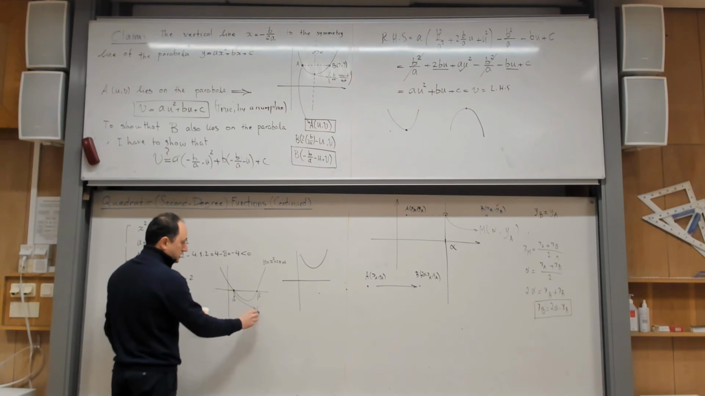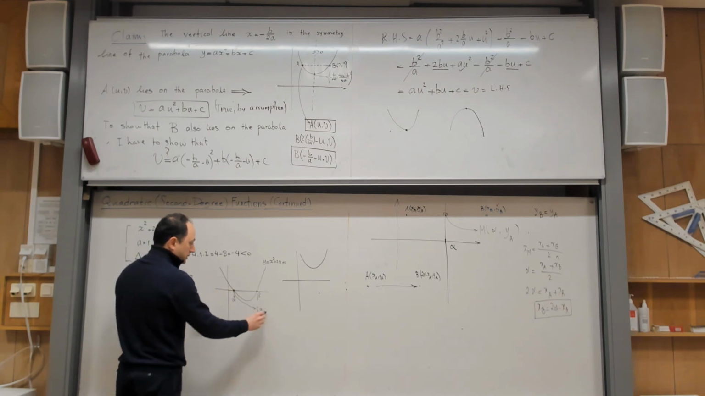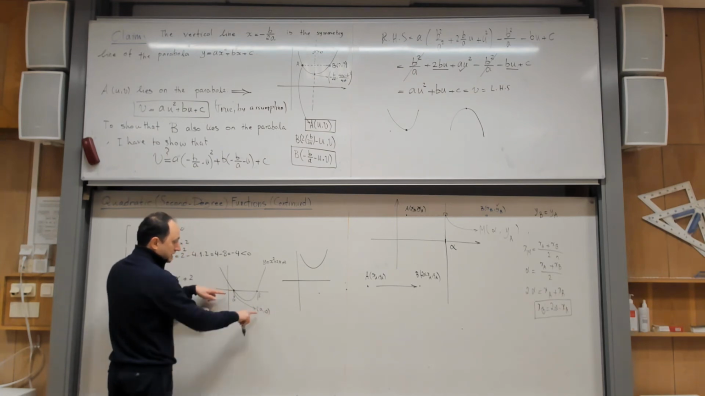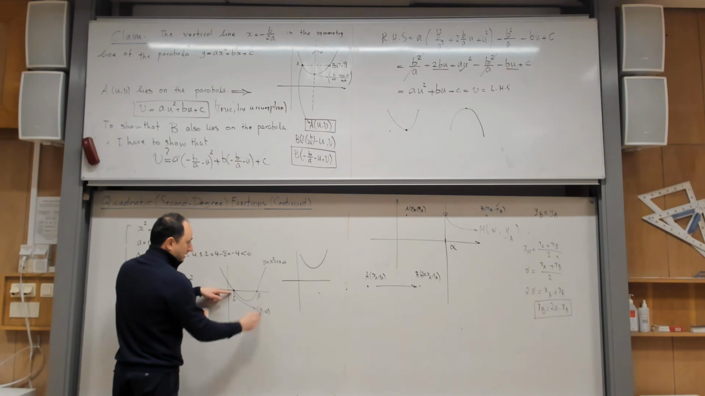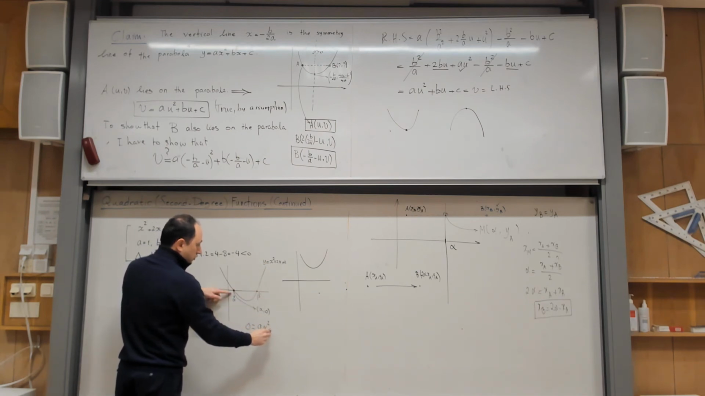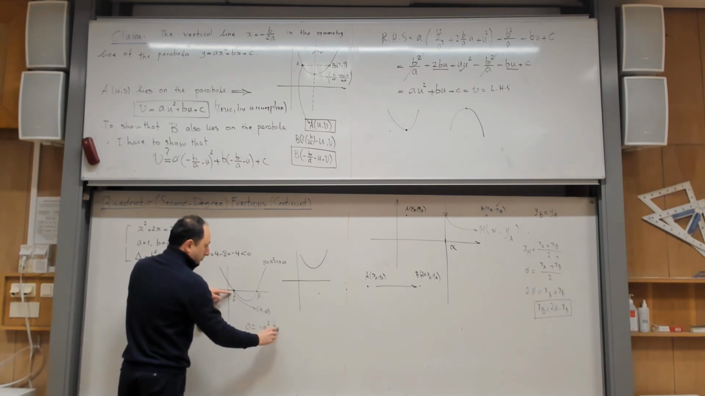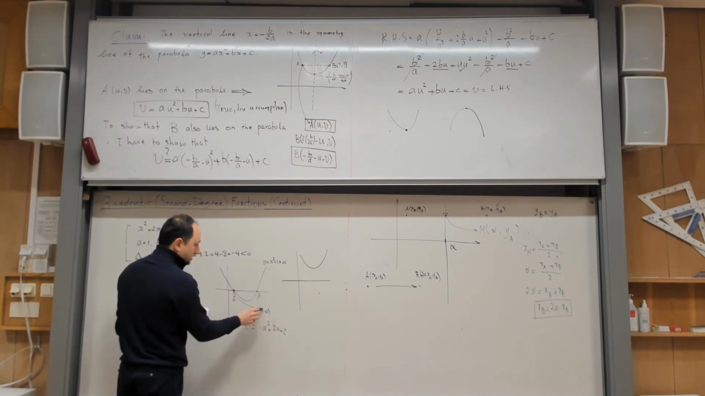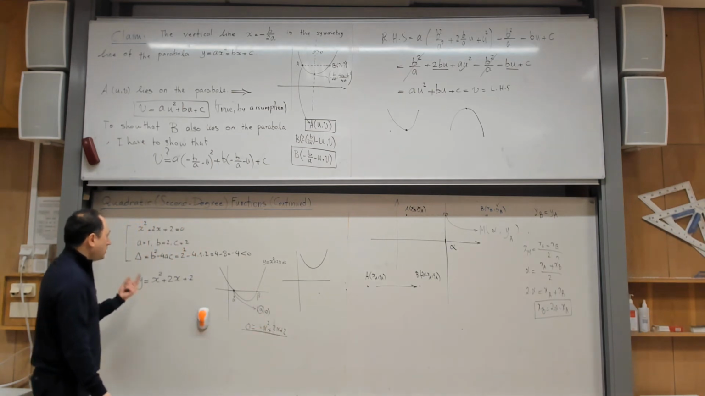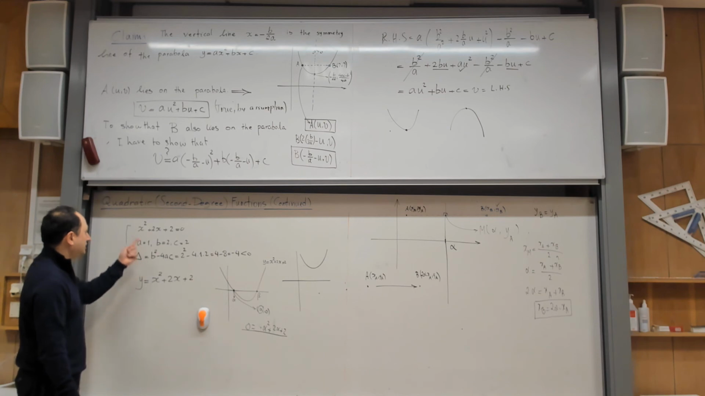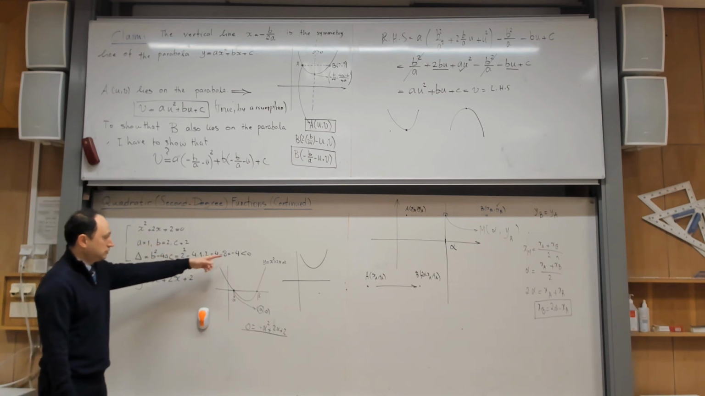The x coordinate is alpha, the y coordinate is 0. And I see that this point lies on the parabola, so it means that if I replace y with 0 and replace x with alpha, I will get alpha squared plus 2 alpha plus 2. So this means that this alpha satisfies this equation, but this is not possible because we just showed that this equation doesn't have any solutions.